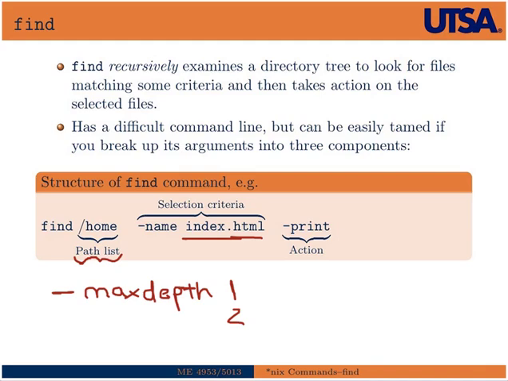Then finally, the action is print. So far, that's all we've done with find, just print it to the screen. By the way, on a Linux machine, you can omit print. The default is print, so that's why I think in the past we probably didn't use that. When we combine this with other options, though, specifically execute, is when we find the real power in find.